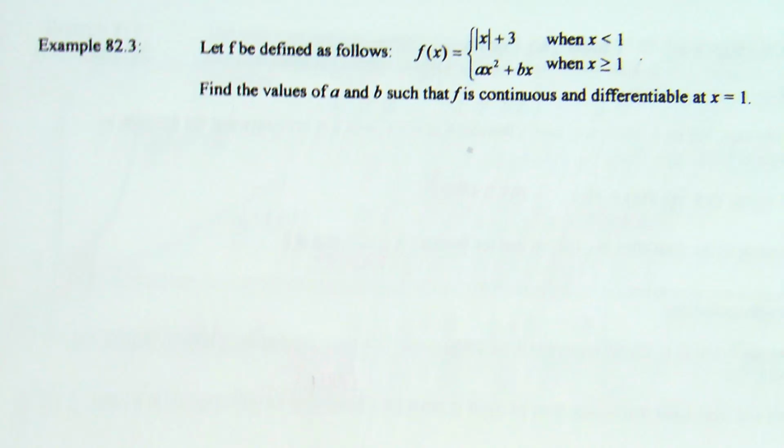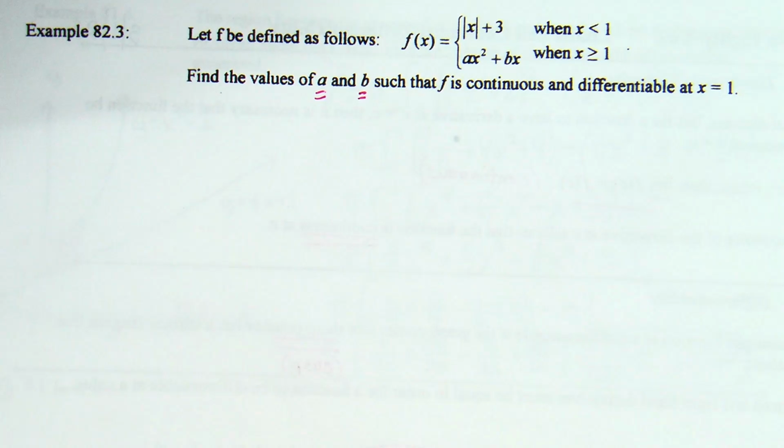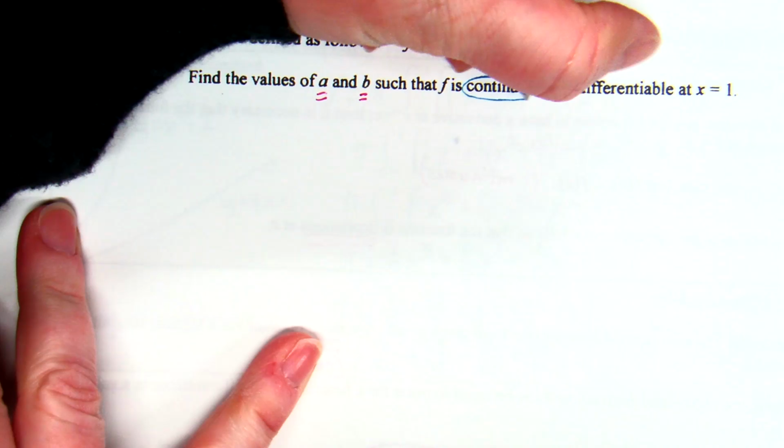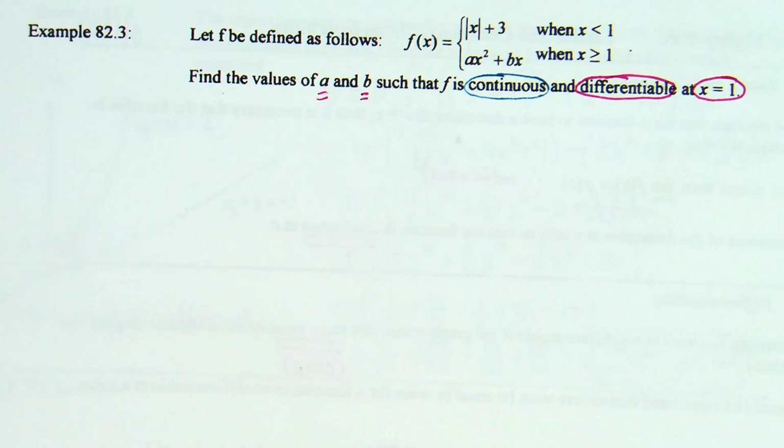Okay. Let f be defined as follows. f of x equals absolute value of x plus 3 when x is less than 1, and it's ax squared plus bx when x is greater than or equal to 1. Find the values of, guess what? A and b, such that f is continuous and differentiable at x equals 1. Okay. I just got used to doing this, but with one value.